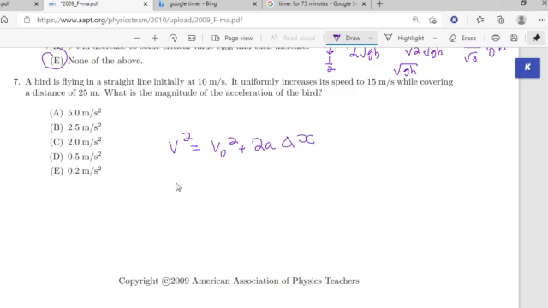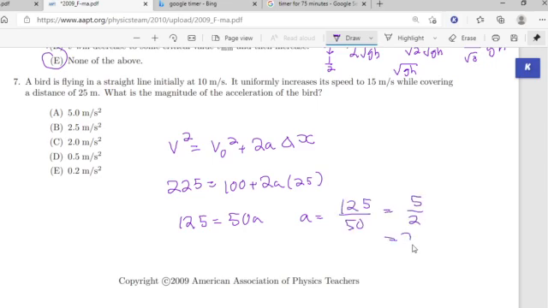So now if we plug in, 15 squared is 225, which is equal to 100 plus 2 times a times 25, which means that 125 is equal to 50a, which means that a is equal to 125 over 50, which is equal to 5 halves, which is equal to 2.5 meters per second squared. Okay, that was easy.